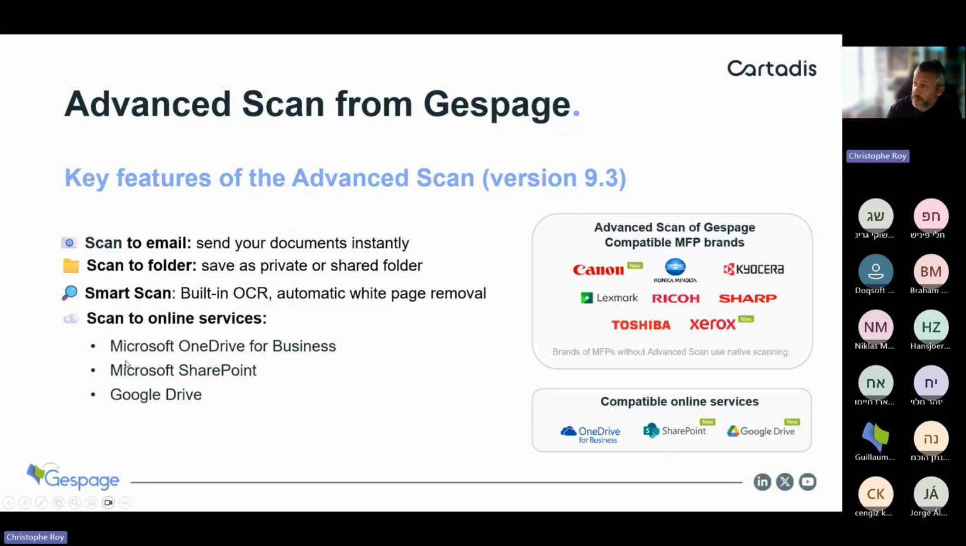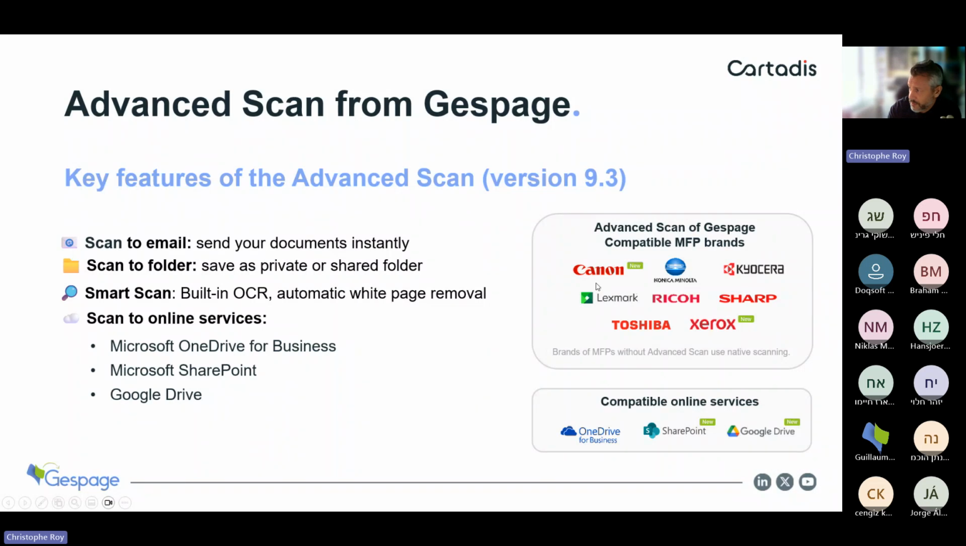If you look at all the features in terms of advanced scanning today in Gespage, we used to do scan to email, scan to folder, whether it's private or network folder, and smart scan, that's the feature with the built-in OCR and automatic white page removal. And now the scan to online services: OneDrive, SharePoint, Google Drive, and we might add some in the future.